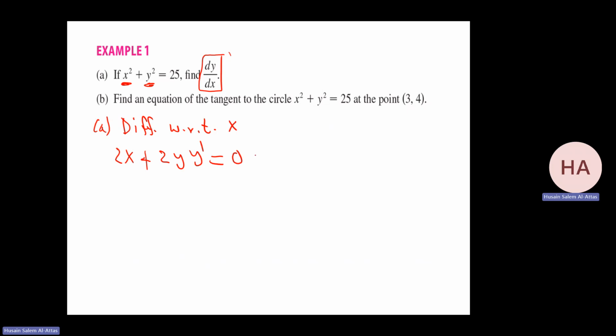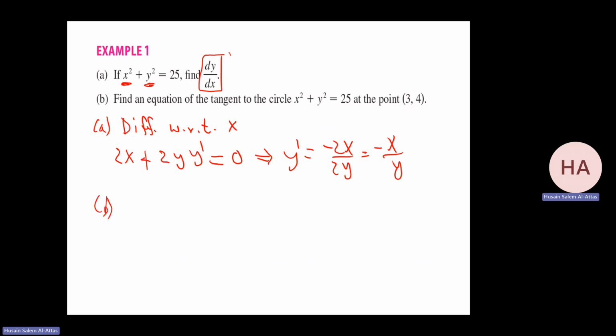0. So now I solve for y prime. y prime will be minus 2x over 2y. In other words, minus x over y. Minus x over y. That's it. We find y prime.